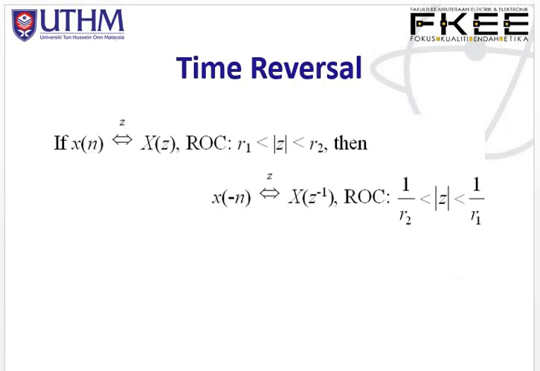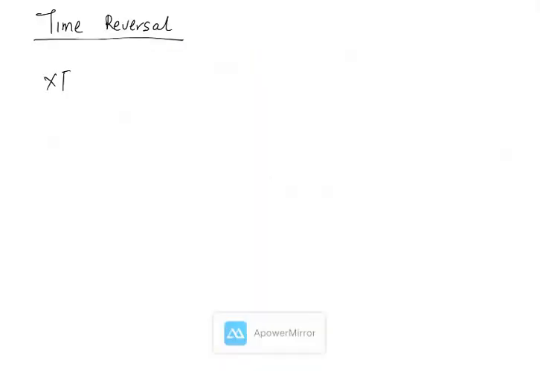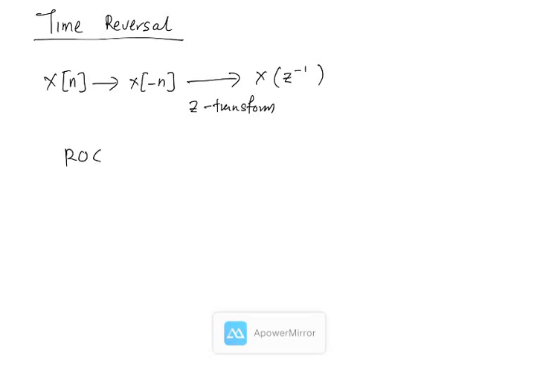Next is the time reversal, which means a folded version. This means that x(n) is changed to x(-n), a folded version for the time reversal. Then from x(-n), when you change to the Z transform, you get X(z to the power of minus 1). And the ROC is from 1 over R2 smaller than the modulus of z, smaller than 1 over R1.